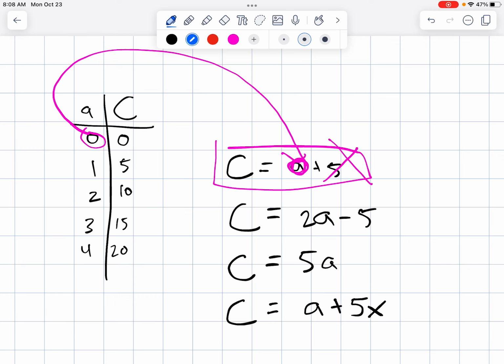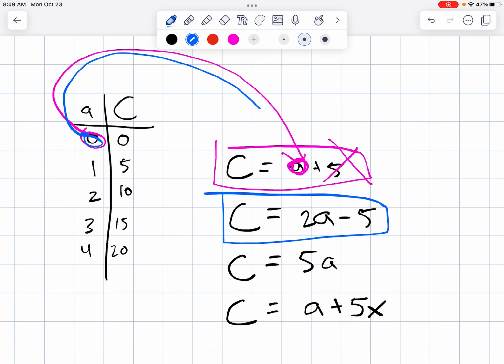Let's try this equation. So here, let's just plug in 0 again. So we're going to plug in 0 right here. So 2 times 0 is 0. 0 minus 5 is negative 5. And again, that doesn't work because 0 apples should cost $0. And that equation says 0 apples should cost negative $5. So we're crossing off that one.